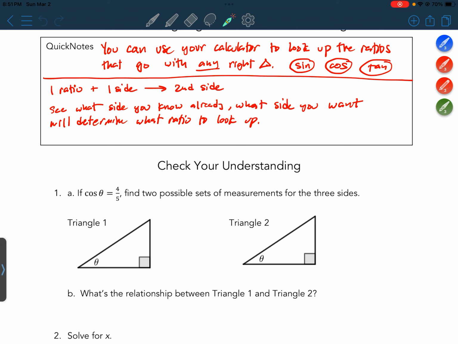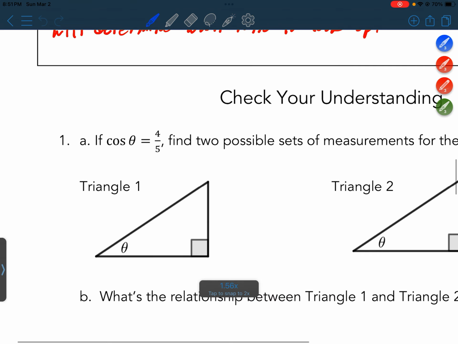If the cosine ratio with respect to angle theta is 4/5, find 2 possible sets of measurements for the 3 sides. Okay, so we know that the cosine ratio is the adjacent side to the hypotenuse. So what I could do is go ahead and place 4 on the adjacent side and 5 on the hypotenuse. Now that still leaves me one more side to figure out, which I can use the Pythagorean theorem to figure out that third side.